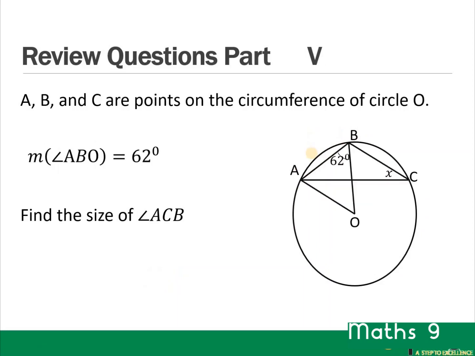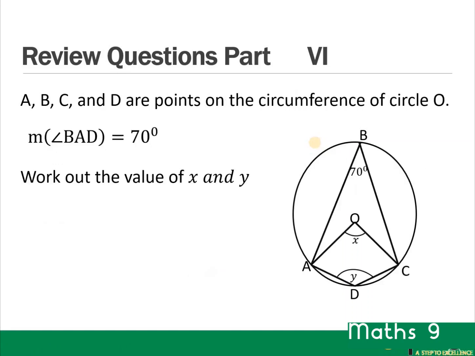Part 5. A, B and C are points on the circumference of circle O. The measure of angle ABO is 62 degrees. Find the size of angle ACB. Pause the video whilst you work it out. Here's the answer. Use the fact that this is an isosceles triangle to get that this angle here at the centre is 56. So the measure of this arc is 56, and x is half of 56, which is 28 degrees.